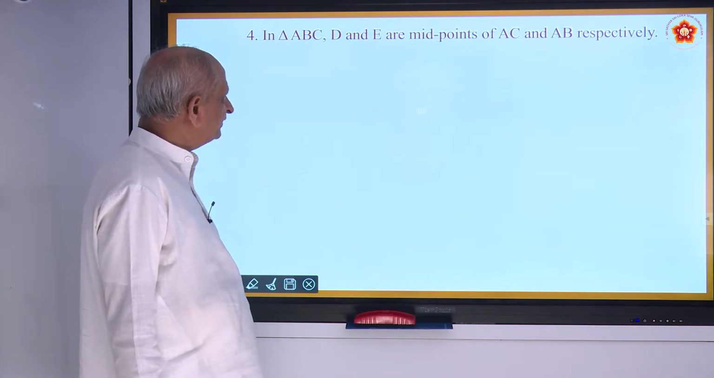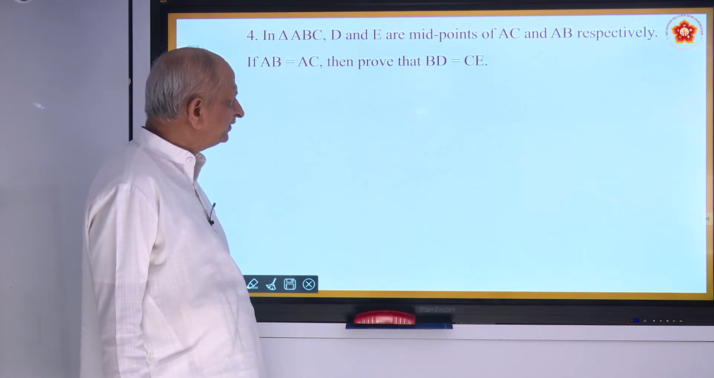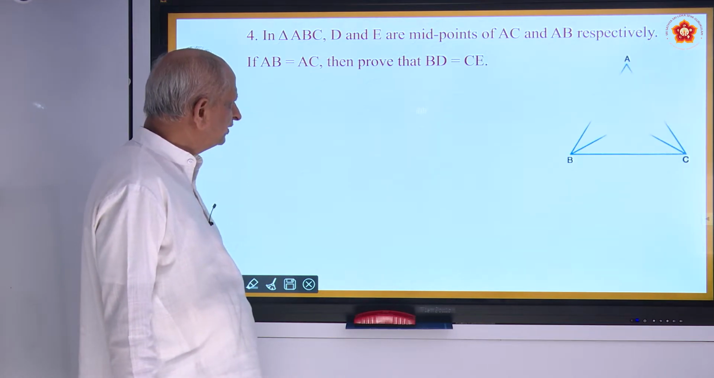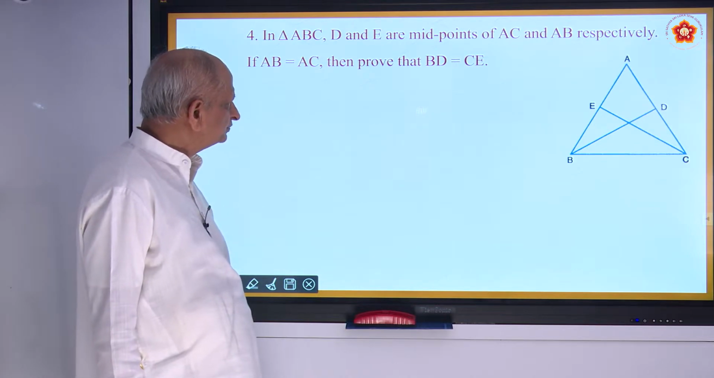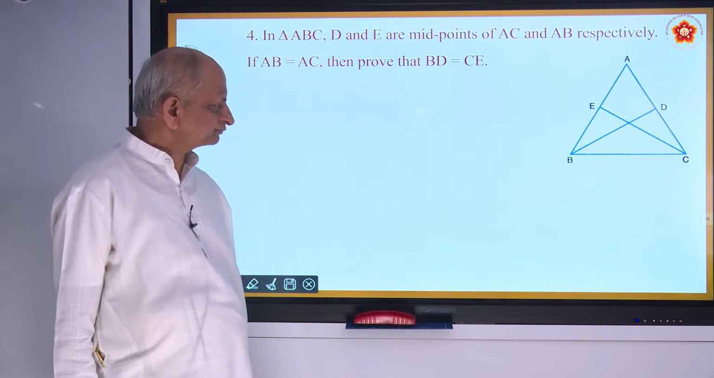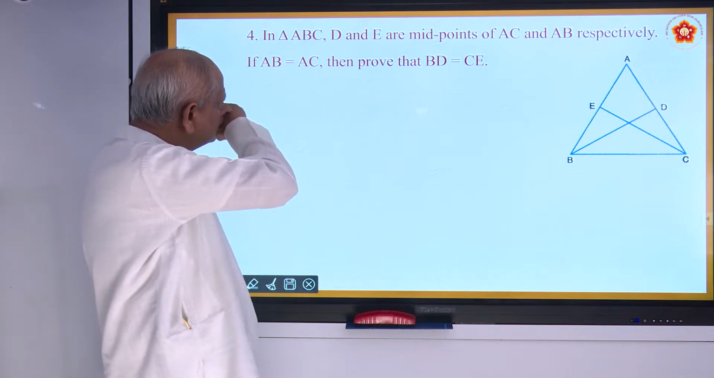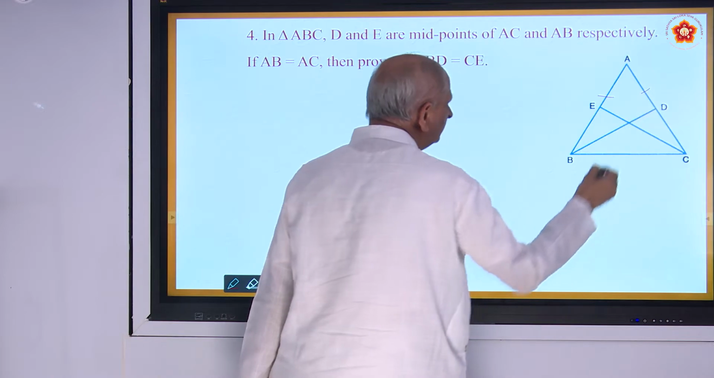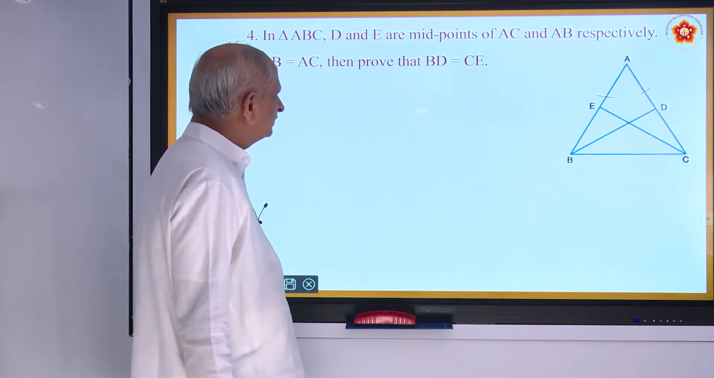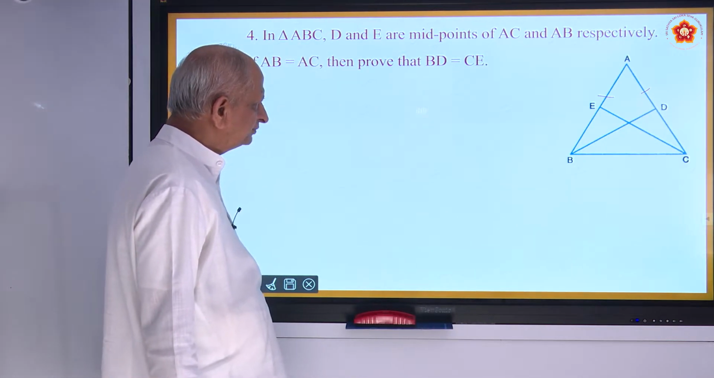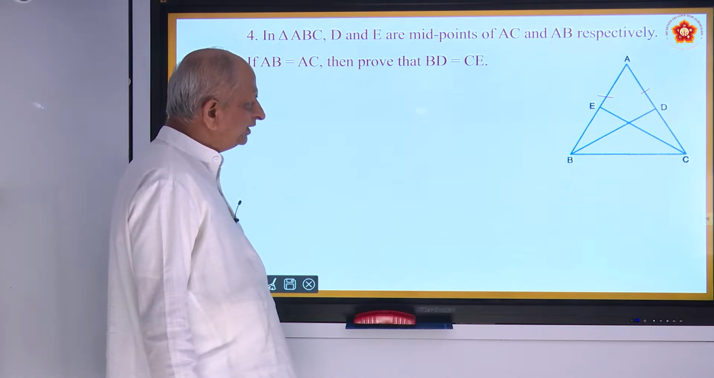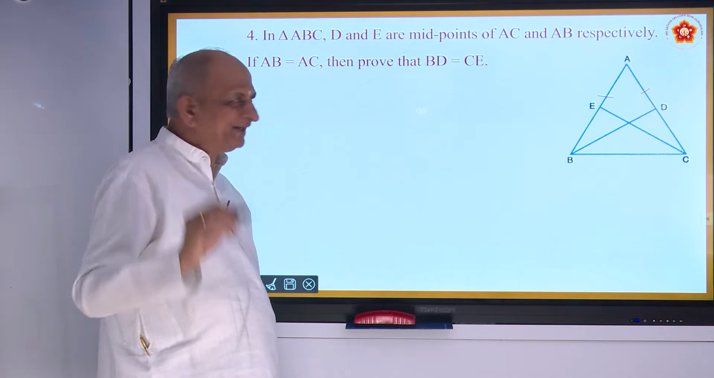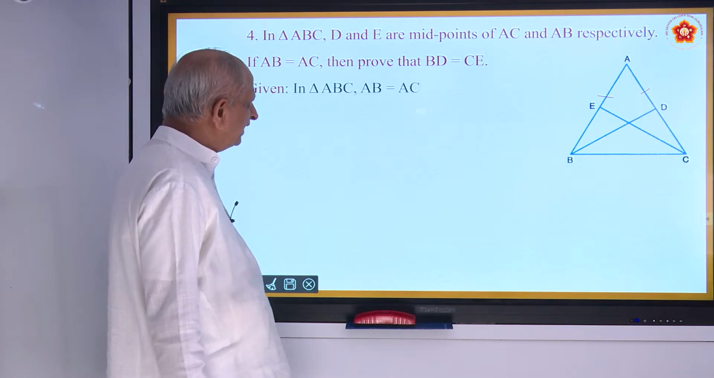In triangle ABC, D and E are the midpoints of AC and AB respectively. If AB is equal to AC, then prove that BD is equal to CE. So here you are given AB is equal to AC. D and E are the midpoints. When you say midpoint, what do you call that line? BD and CE, we call them medians. Now you have to show that they are equal.